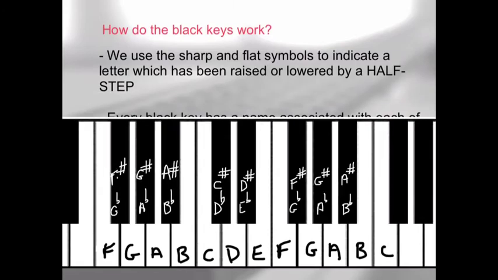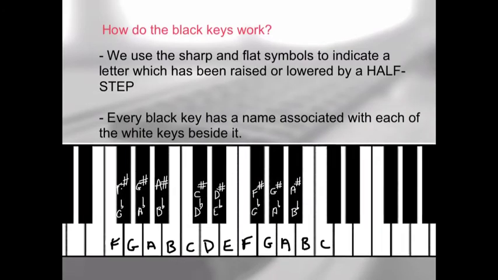I'm going to grab this keyboard and bring it down a little bit to remind ourselves of that second point. Every black key has a name associated with each of the white keys beside it. Have a quick look again. This black key right here is called C something and D something, both notes that are right beside it. Okay, it's C sharp and D flat. This black key is called D sharp and E flat. The same process carries on. This note is a half step above the F, so we call it F sharp. It's a half step below the G, so we call it G flat.